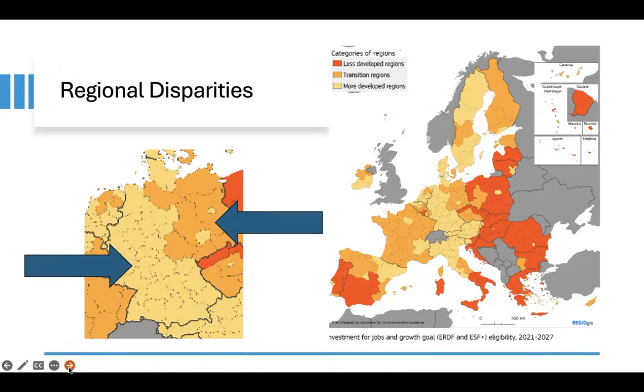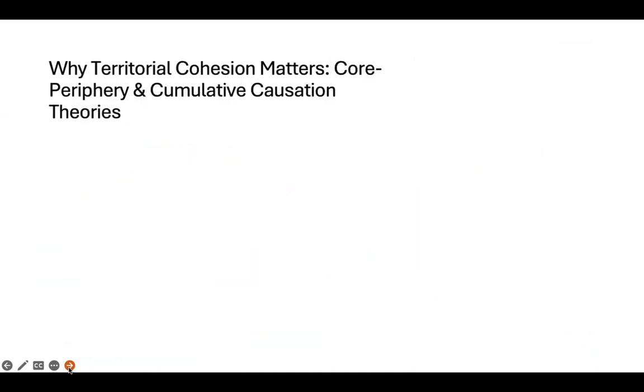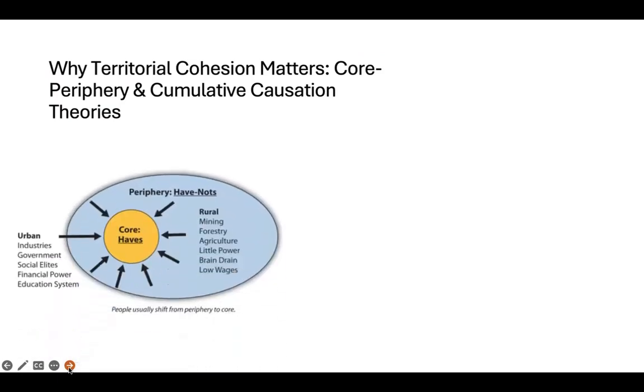So now that we've looked at the differences in development across the EU regions, we need to explore why these disparities exist, and importantly, why territorial cohesion is so central to the EU. And here we need to come back to two key economic theories that help us to understand the regional inequalities in the first place, and also why the EU responds to them in the way that it does. And they are the core periphery model, and later we'll look at cumulative causation.